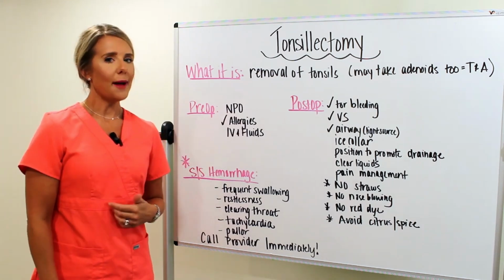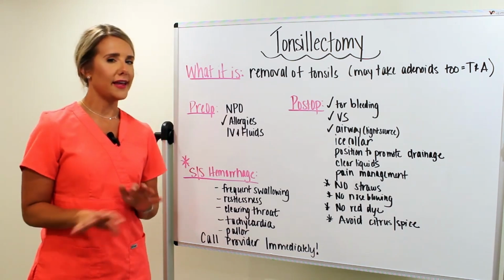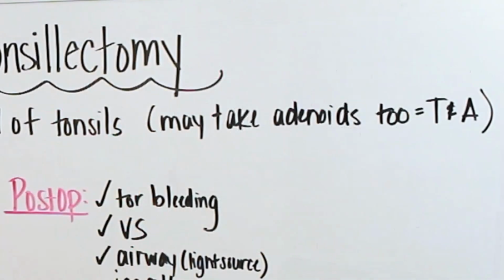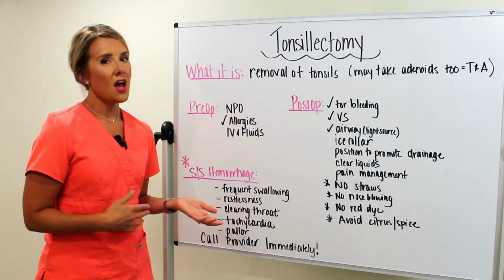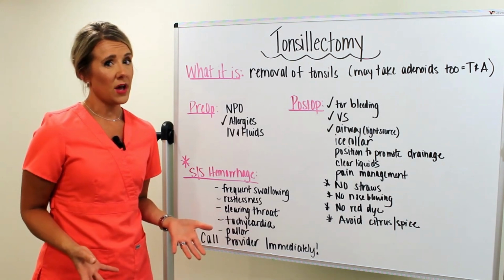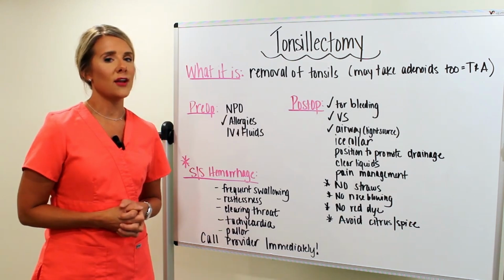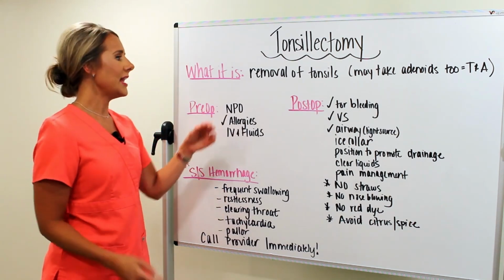Now, if you happen to be lucky enough to get to observe in a PACU setting, or you're looking at the H&P on your patient and you see they had a T and A, what that stands for is a tonsillectomy and adenoidectomy. The adenoids are also part of the lymph system, located in the nasal cavity. Often they become inflamed as well. So if we're going to go in and remove the tonsils, often surgeons will remove the adenoids at the same time, which stands for that T and A, or the tonsillectomy and adenoidectomy.